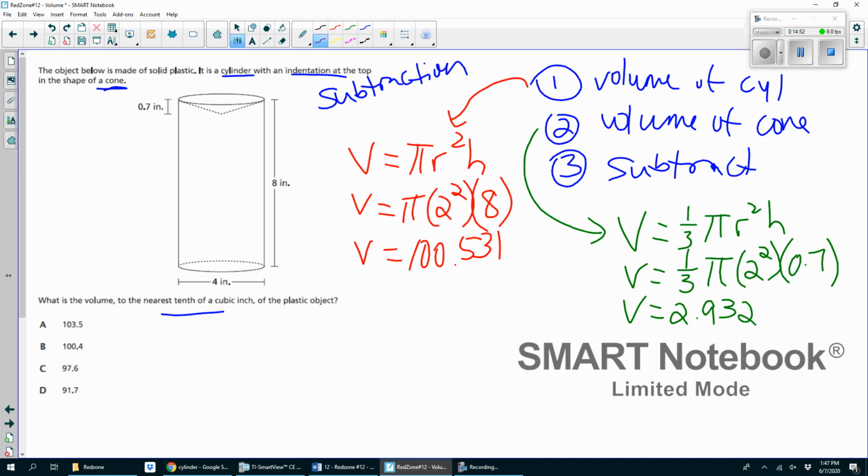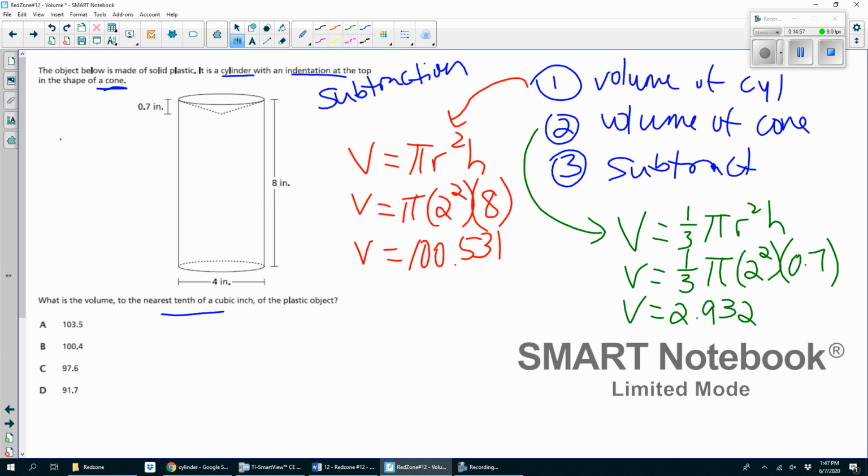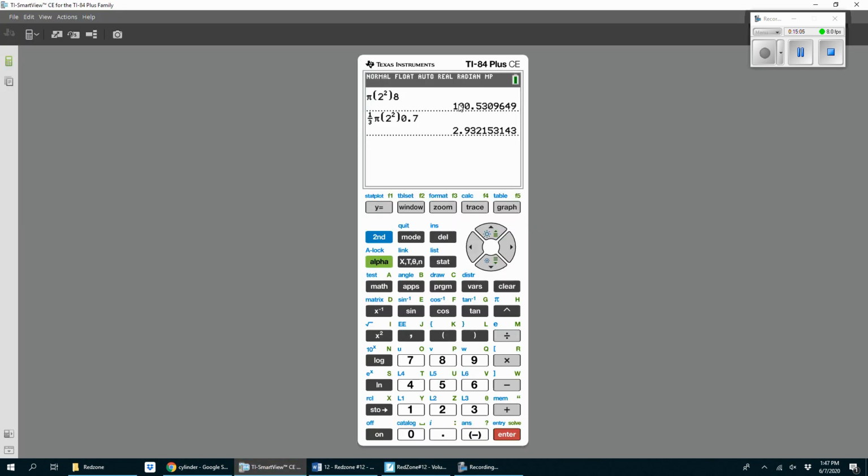2.932. And then my third and final step that I wrote down ahead of time, which is the solve strategy, is to subtract. So minus 2.932, 100.531. Oh, it's right here for me. So actually, I think I can go up to that, click enter, and then do minus, go up to that, and click enter. So you see how I was just able to get those exact numbers, and I don't have to worry about rounding. My calculator is handling this for me.